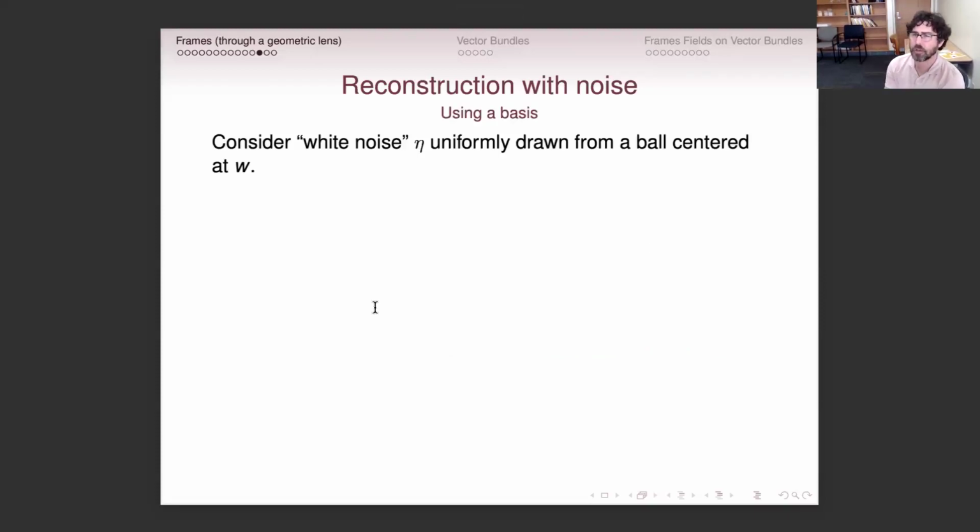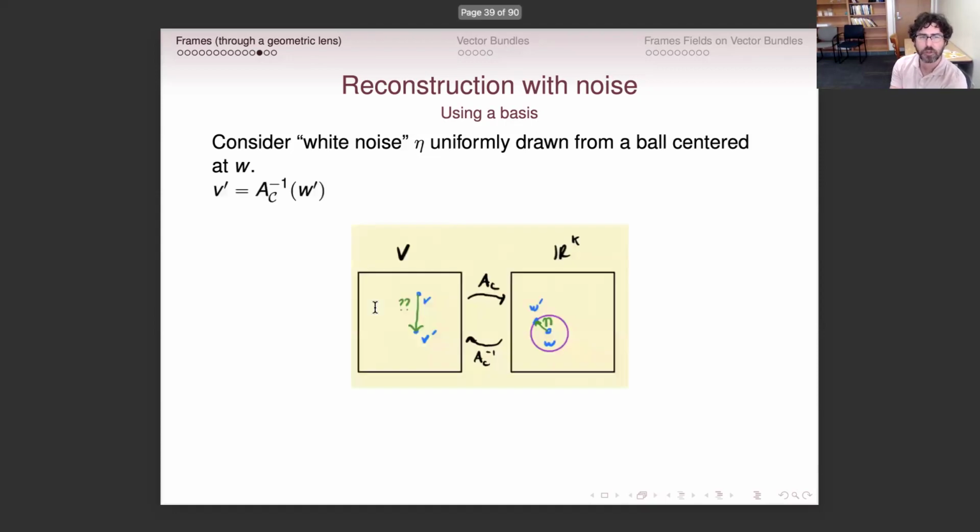So let's imagine if I was doing this using a basis. So I have a basis for my vector space V, and I'm going to consider some sort of white noise. What I mean by that is I'm going to think of the noise as being a vector that's uniformly drawn from a ball of some radius centered at the vector W. So here's a little picture of what I'm talking about. I have my encoded vector, and then I have some random noise that's drawn from this little ball around there. And that's going to give me my corrupted vector.